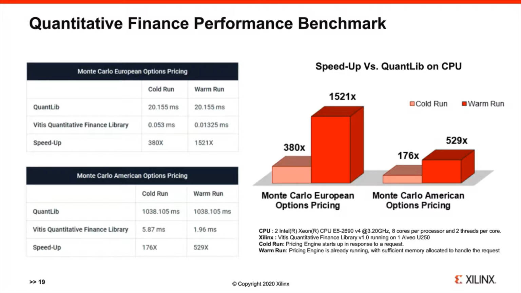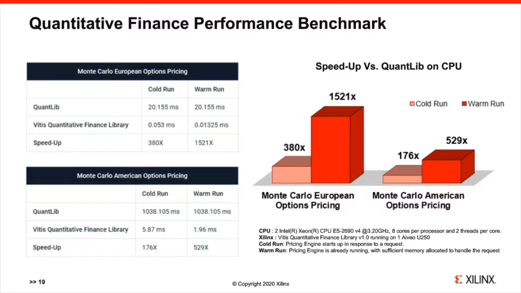What you see here is that the Monte Carlo European options pricing engine achieved almost a 1500x speedup for warm runs, while 380x speedup for cold runs. Now, a warm run is basically when the pricing engine is already up and running with sufficient memory allocated to handle the request, whereas a cold run is when the pricing engine needs to start up in response to the request.